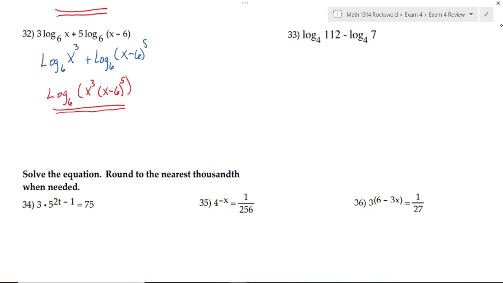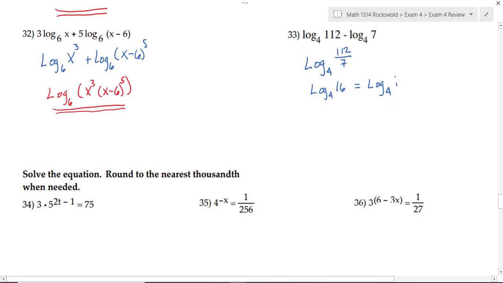On number 33, we have log base 4 of 112 minus log base 4 of 7. I want to rewrite this as a single log. That's going to be log base 4 of 112 divided by 7. Now we need to simplify this. What is 112 divided by 7? 16? So that'll be log base 4 of 16, but 16 I could rewrite as log base 4 of 4 to what power? 2nd power. Then we can use the inverse property, and what is this going to be equal to? It's equal to 2. When you have numbers in your logs, make sure you simplify as far as you can.